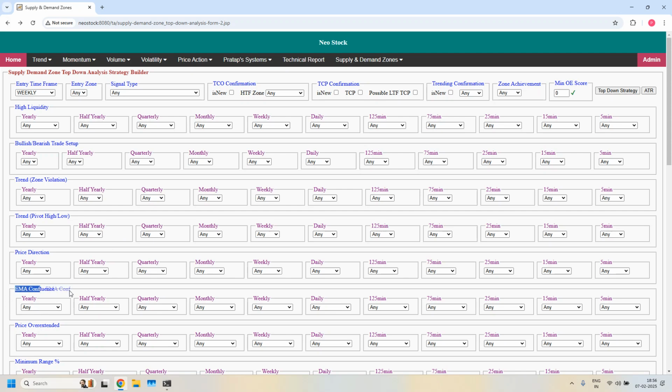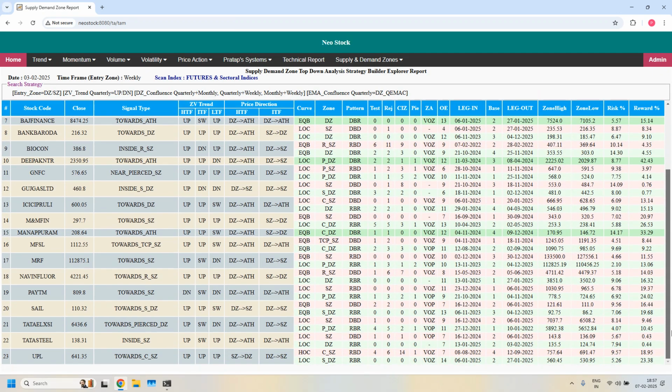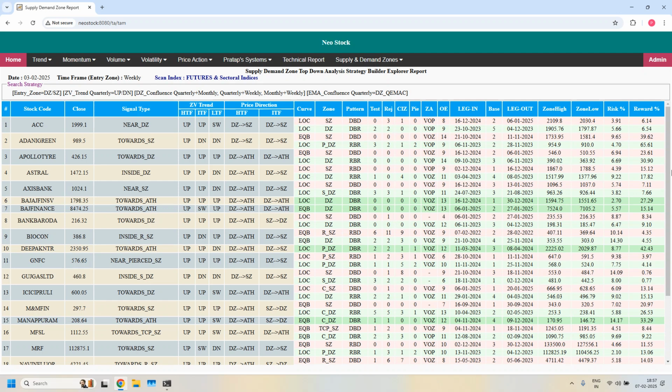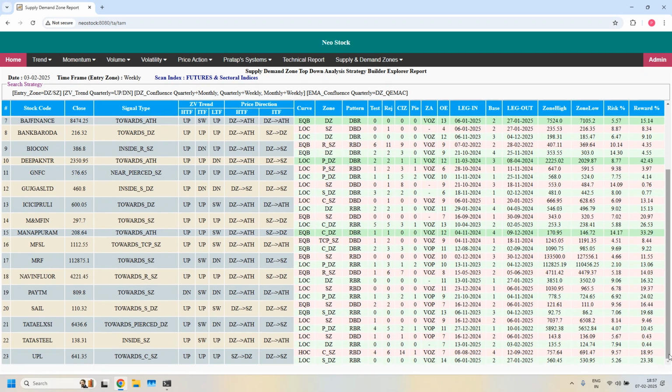So in the EMA confluence parameter at quarterly time frame, I am setting quarterly demand zone having quarterly EMA, but trend on the quarterly should not be sideways. So that's why in the quarterly time frame I am selecting up or down. With these filters, we got 23 stocks. First 17 stocks in the list. I am scrolling the list down. So total 23 stocks.